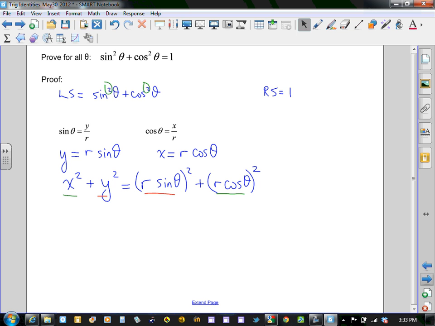So if we move forward with this new expression, we're going to see that we end up with r squared multiplied by sine squared theta plus r squared multiplied by cos squared theta. If we continue our work on the right hand side, what we're going to notice is that both terms contain an r squared. So we're going to factor out r squared from both terms.